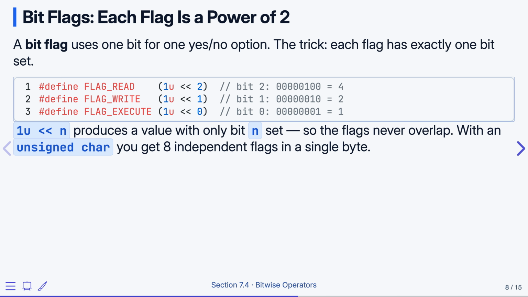With an 8-bit unsigned char, you can store 8 independent flags in a single byte. With a 32-bit int, you get 32.